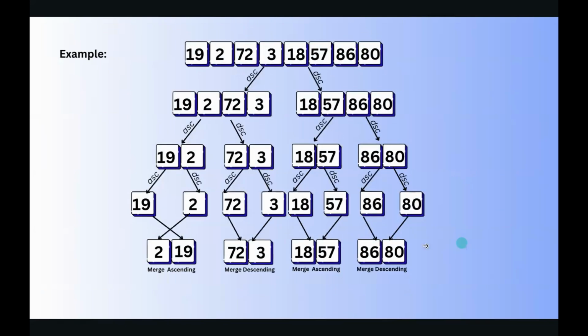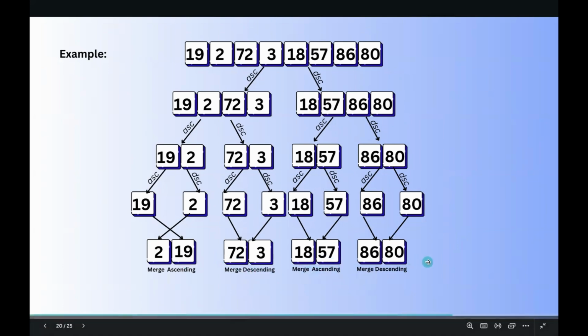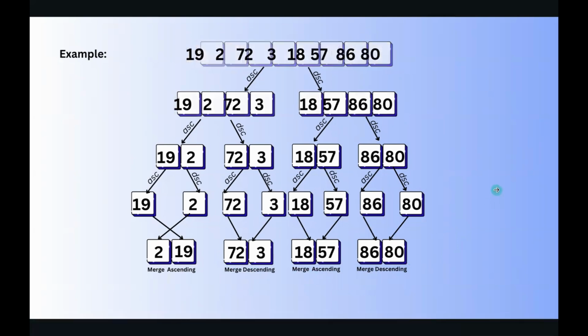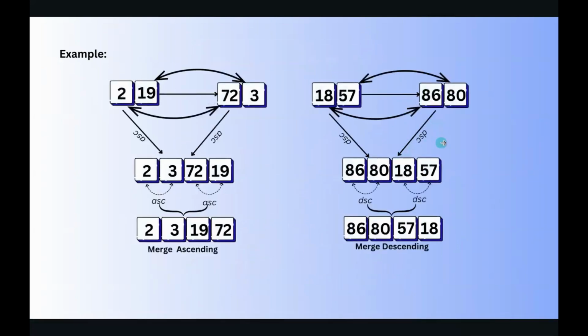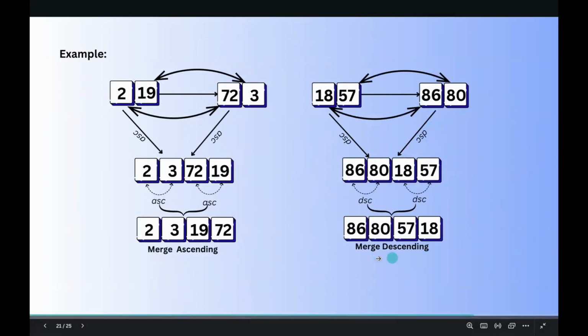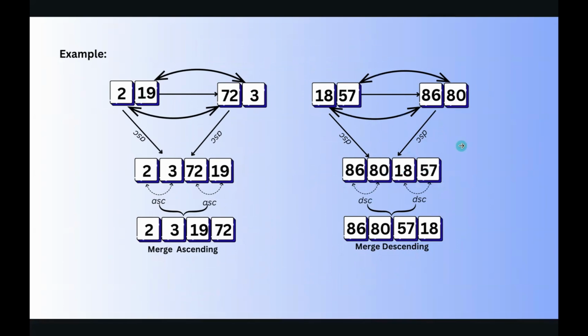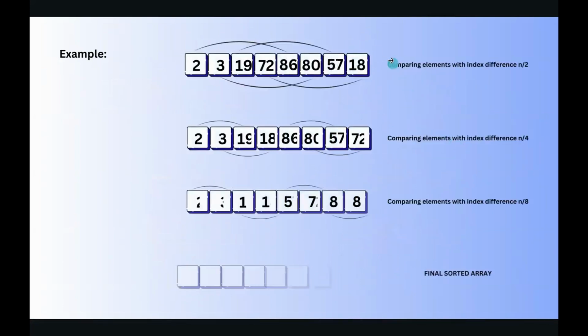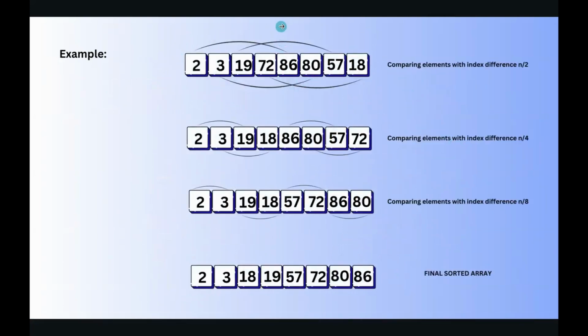Here we begin the process of merging using the Bitonic merge function according to the direction mentioned. 2, 19, 18, 57 are merged in ascending order, while 72, 3, 86, 80 are merged in descending order. And the same merging process continues until we get one subarray in ascending order and another in descending order, resulting in a Bitonic sequence. So here is our final Bitonic sequence where the first half of the elements are in ascending order and the second half of the elements are in descending order.